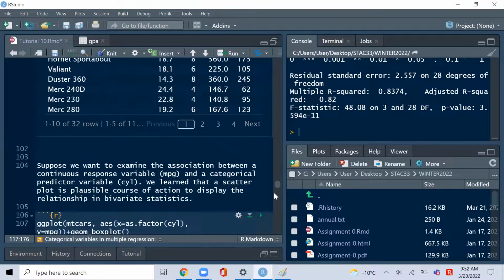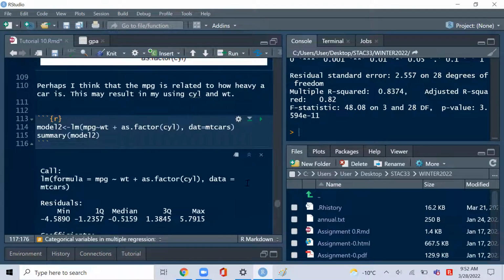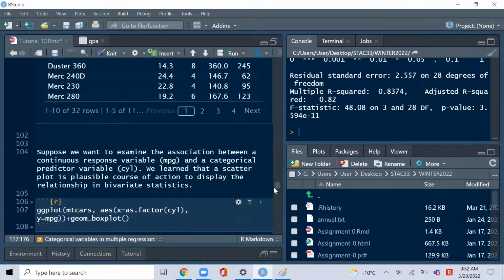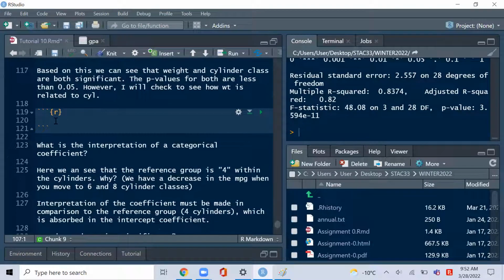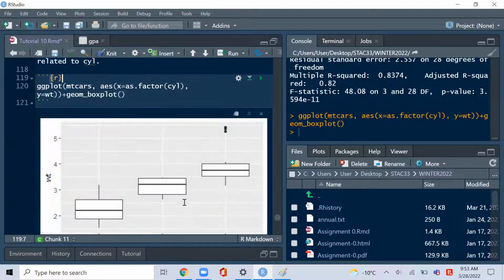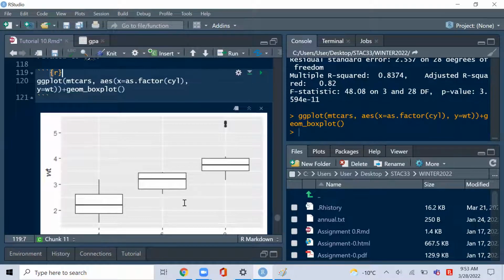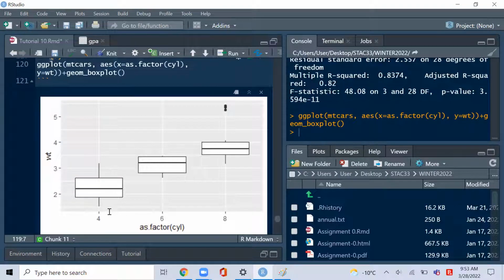The problem is that because it's categorical, we can't use the scatter plot in the same way. Instead, what we should probably do is look and see what we get by the box plot, like see if there's a split. So I'm going to put here weight. So yeah, you can see that there's some kind of association between weight and cylinder class. It appears that as your cylinder class increases, your weight increases.